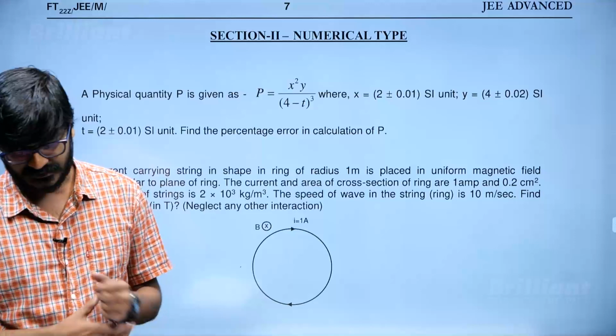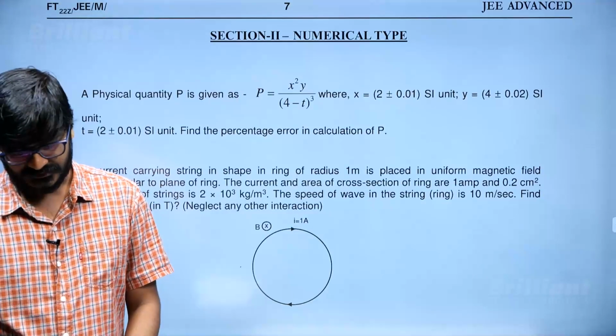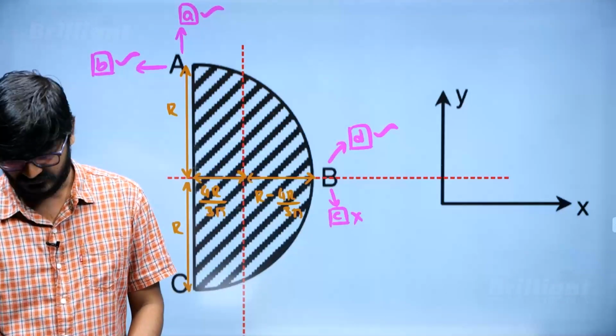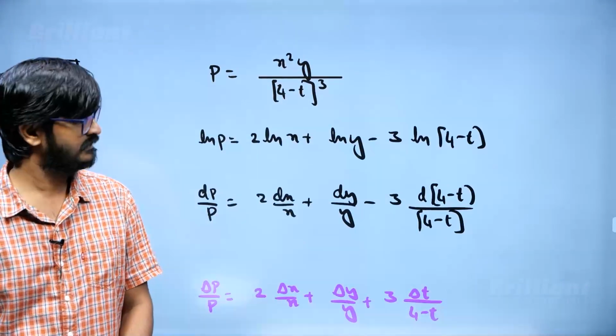The next question, a physical quantity is given. Percentage error in calculation of P you need to do. So that's the same algorithm.